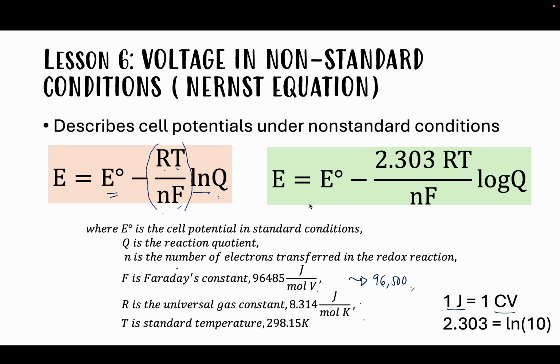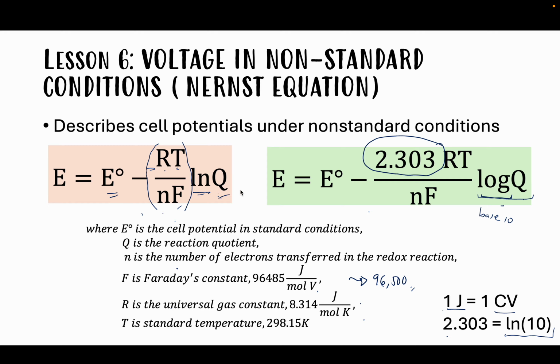Now, how does this differ from the equation on the right side? We have here the value 2.303 if we consider the logarithm of Q, wherein 2.303 is the natural log of 10, because we know that log here is base 10. Meanwhile here, this is natural logarithm, so we don't have the corrective value. But if we use either of these, then we are expected to get the same answer.